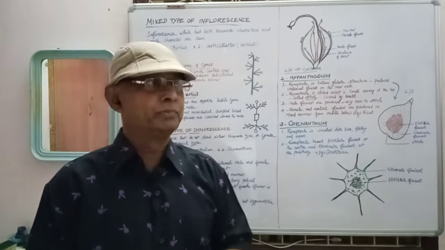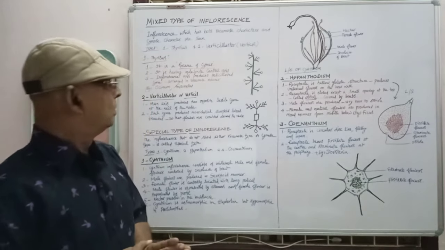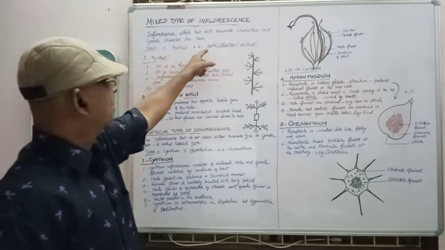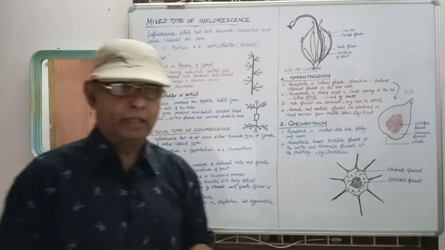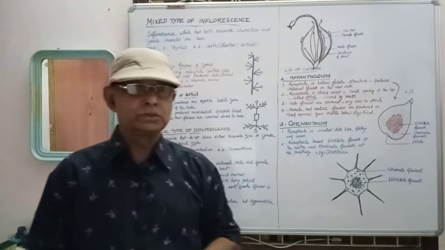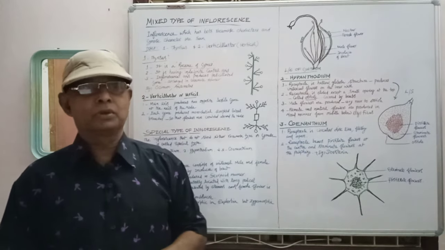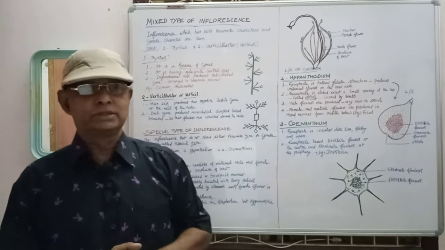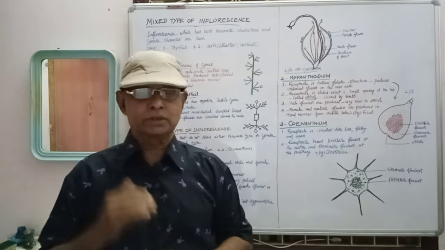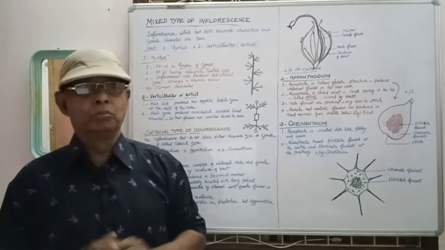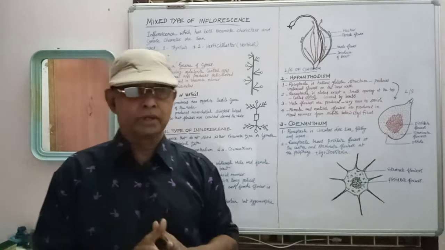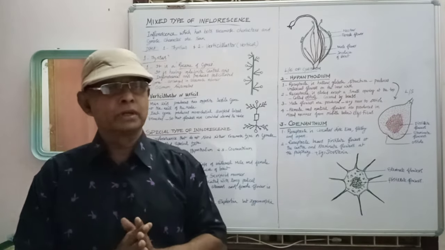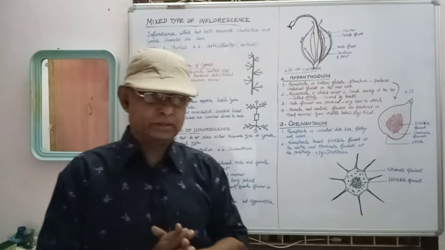There are two types of mixed type of inflorescence. One is thyrsus and another one is verticillate. Thyrsus is called raceme of cyme because it contains both raceme inflorescence as well as cyme inflorescence. Both inflorescences are mixed together and are produced as one inflorescence, that is the mixed inflorescence.